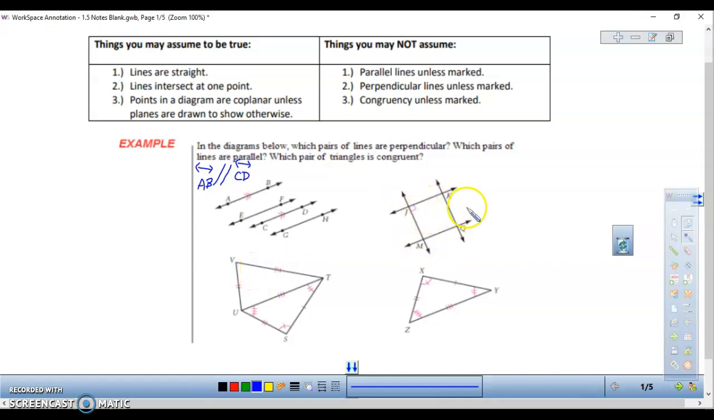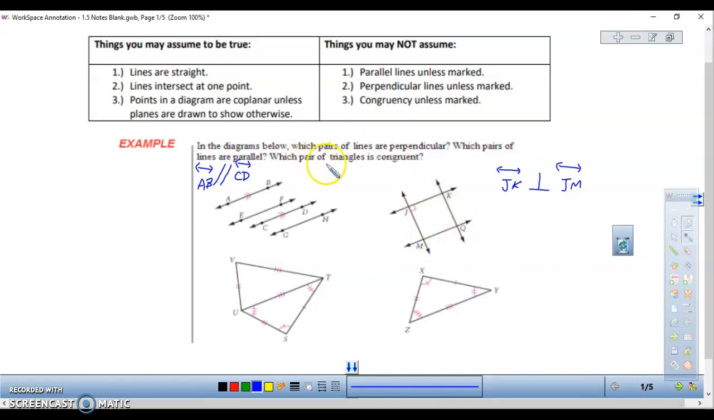In this diagram, the only thing I can assume, as I mentioned a second ago, is that line JK is perpendicular to line JM. The upside-down T, remember, means perpendicular. I cannot assume that line KQ is perpendicular to MQ. It looks like it, but unless that little box is there, I cannot make that assumption.